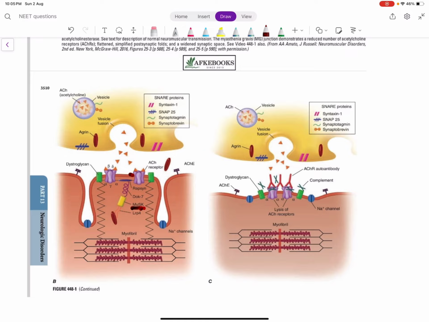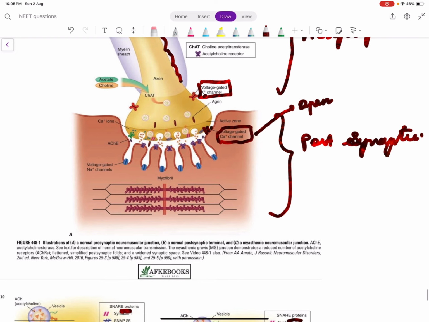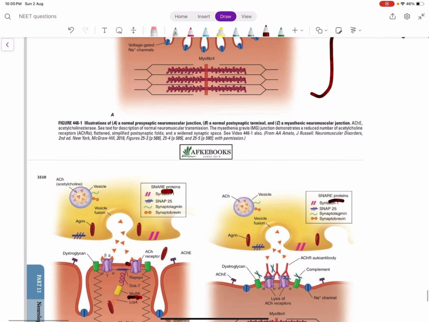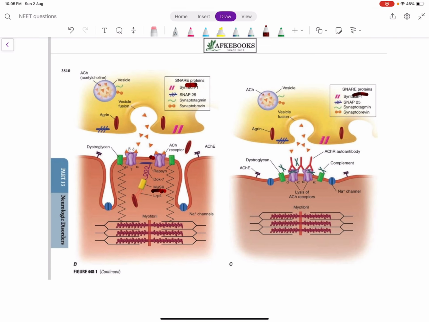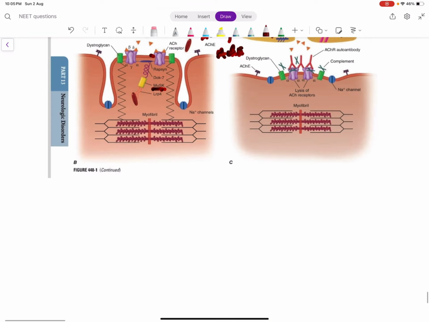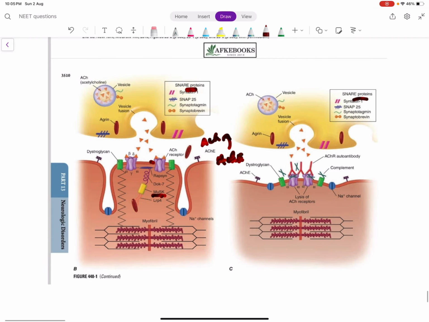There are so many proteins which help, like SNARE proteins. Right? We are not discussing that in detail. But what you must remember is there is something called the voltage-gated calcium channel. We have the acetylcholine vesicle and the acetylcholine receptor. Excess acetylcholine is destroyed by an enzyme called acetylcholinesterase. Okay, this is what happens in a normal neuromuscular junction.